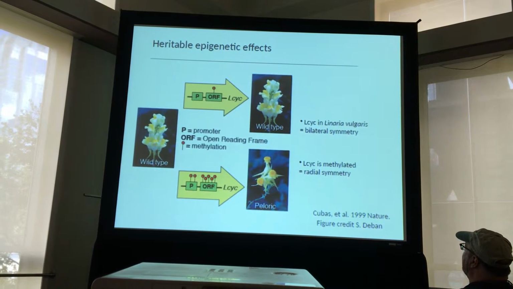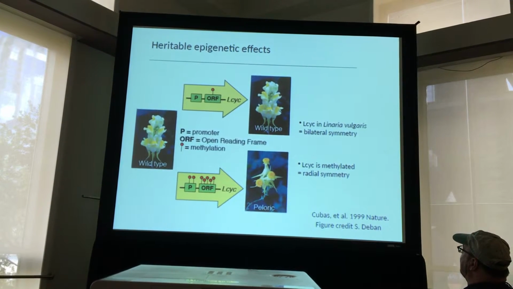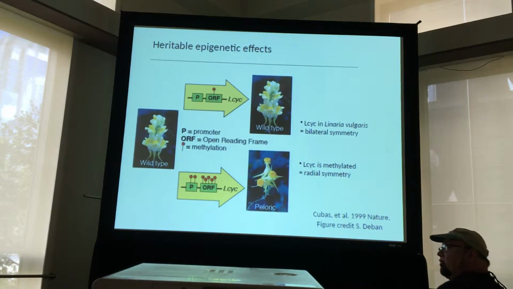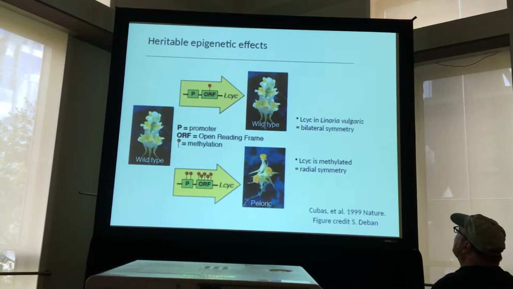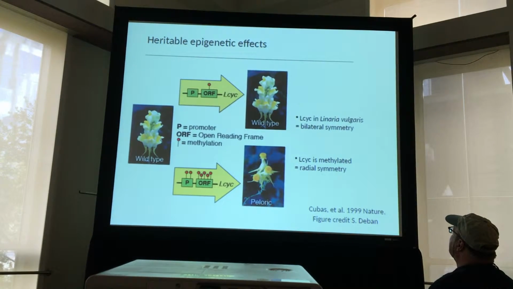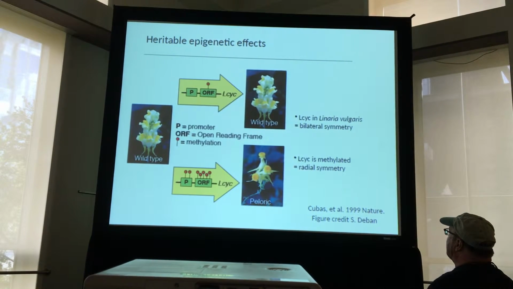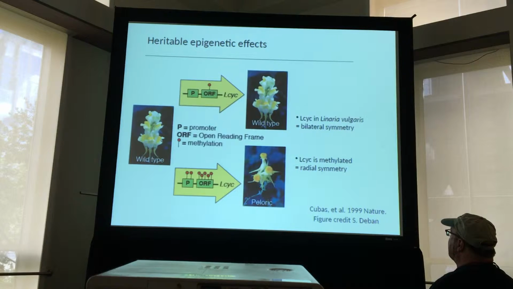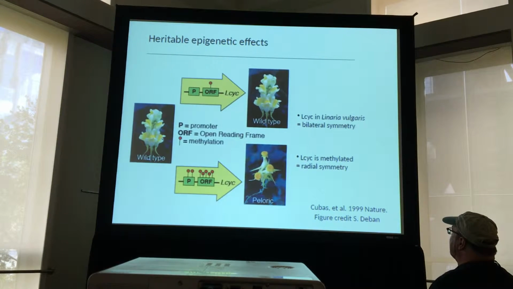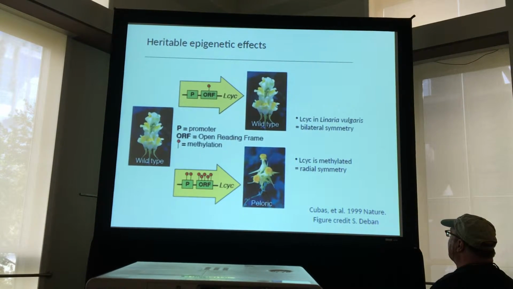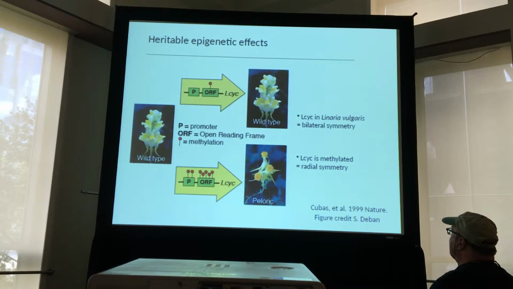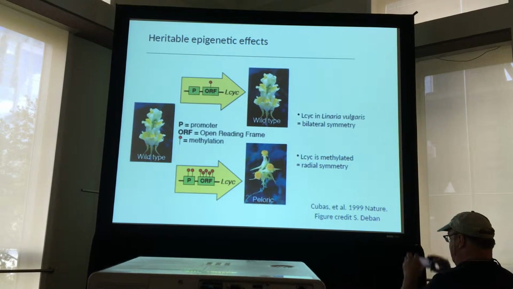So in Linaria, people had identified that there are these two wild phenotypes you can go out in the field and see. The wild type displays bilateral symmetry, but there's also this mutant phenotype that actually has radial symmetry. And what people went out and did is they looked at it, and if you look at the actual genetic sequence, there's no difference between these two morphs.